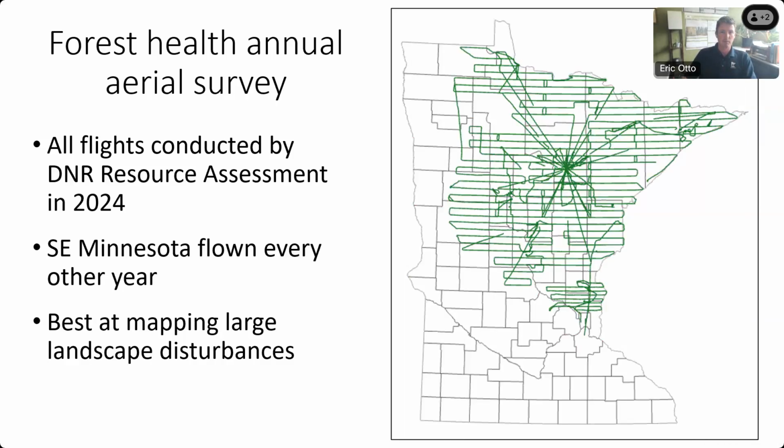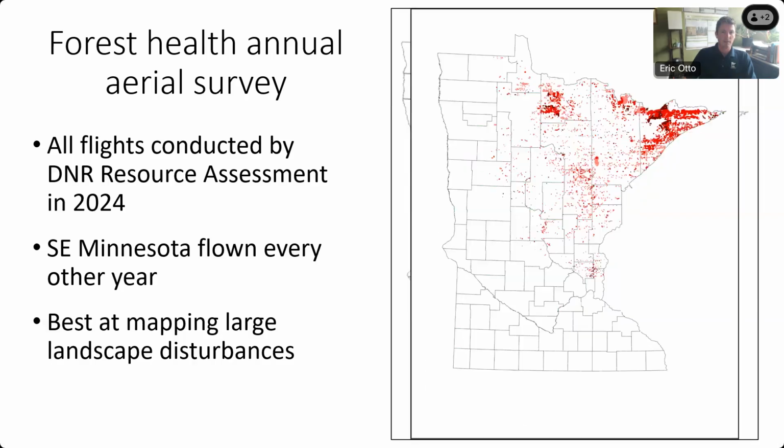I should point out on this map that the green lines you're seeing are the flight lines. That's everything we mapped in 2024. And then this map is all of the damage caused by mostly insect damage, disease, and abiotic issues. These are polygons that are mapped from the air. And you can see over in Northeast Minnesota, I'll have a map of this later, all of that is damage from spruce budworm.